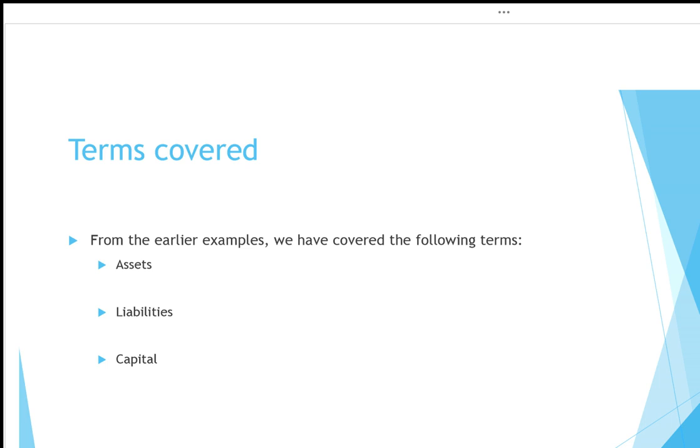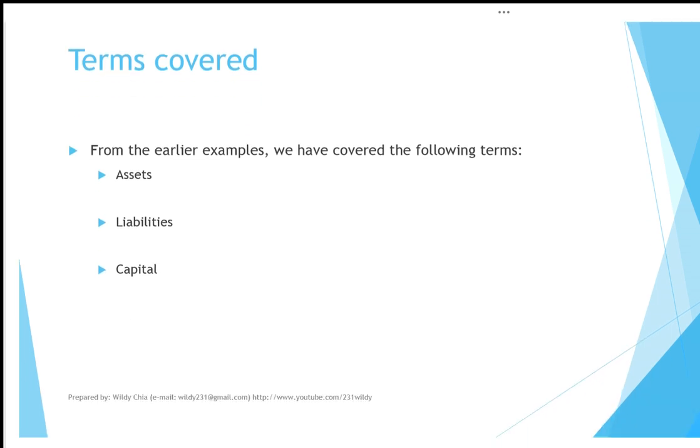So let's move on. The term that we have covered is assets. Assets are basically anything, keyword, owned by the business. These typically include cash, inventories, then you have equipment, which you saw in the example, and so on.